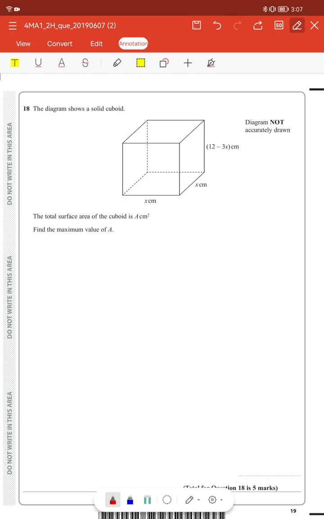The diagram shows a solid cuboid. The total surface area of the cuboid is A centimeters squared. Find the maximum value of A. So let's think about all the sides we have here. I know I have two sides where it's going to be 2 times x squared, plus I have 1, 2, 3, 4 sides where it will be 12x minus 3x squared. That would be the 4 sides on the outside.